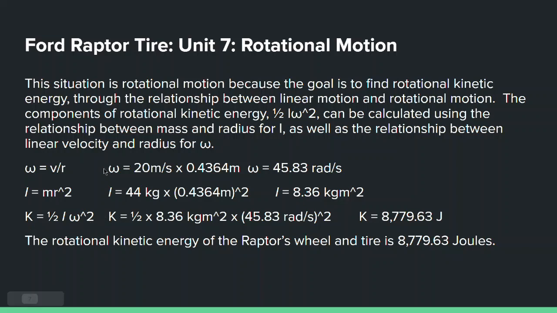And then we can take both of those values and find the kinetic energy, which is 1/2 I omega squared. So we plug in 8.63 and the 45.83 radians per second, and we get a kinetic energy of 8,779.63 joules.